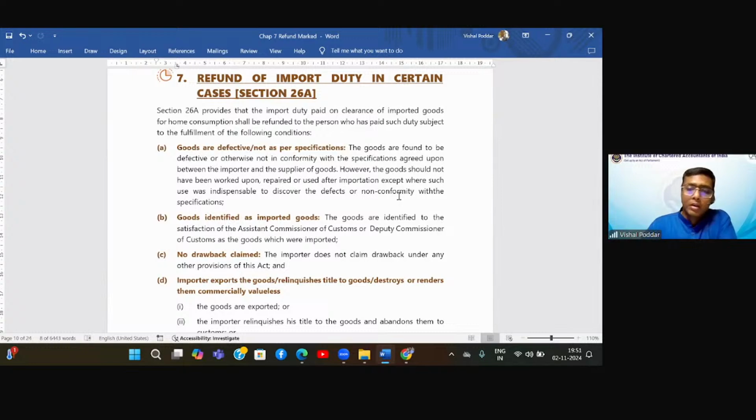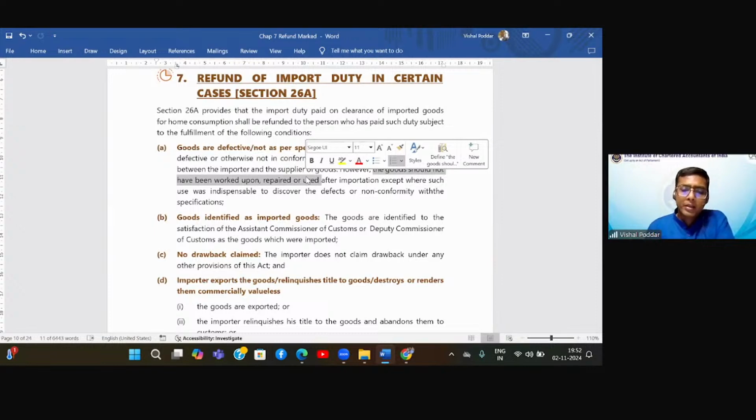Obviously, in such cases, you will be sending the goods back. But in such scenarios, you can apply the refund, but they have put some condition. The condition is that you are claiming this refund because you are contesting or claiming that the goods are defective in the first place or they are not as per the standards or specification. Most importantly, what they have mentioned over here as a condition is that when you are resending the goods, your goods should not have been worked upon or repaired or used. So it means the same goods which were imported in whatever form they were imported, the same goods now you are sending back. Hence, we will be giving you back the import duty.